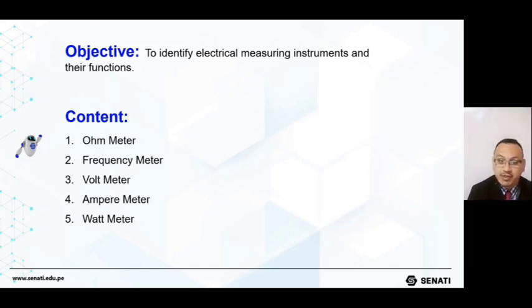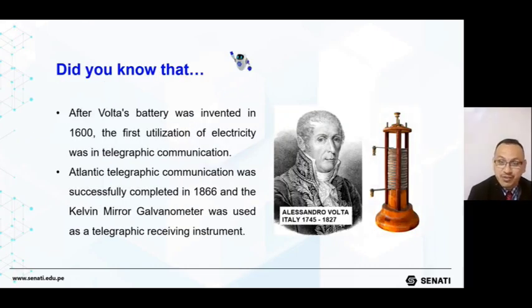Prior to going deep into the lesson per se, let's check our introductory part, which is, did you know that? So, did you know that after Volta's battery was invented in the 1600s, the first utilization of electricity was telegraphic communication? Atlantic telegraphic communication was successfully completed in 1866, and the Kelvin mirror galvanometer was used as a telegraphic receiving instrument.